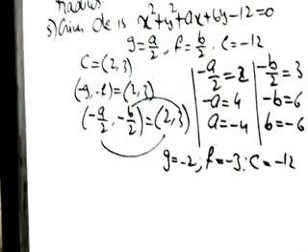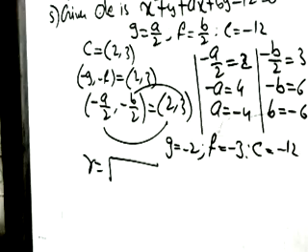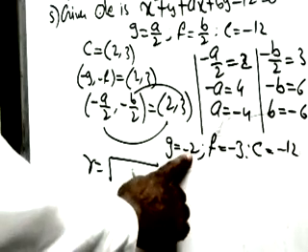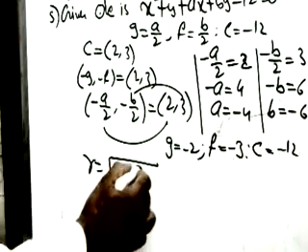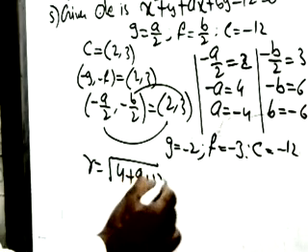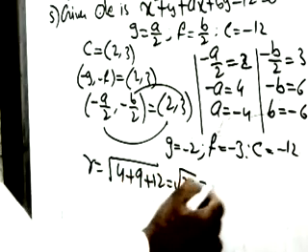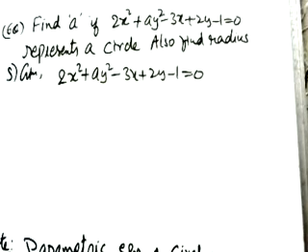Now from this, we also have to find the radius. The formula of radius is under root of g square plus f square minus c. G square, minus 2 square, will be 4. F square, minus 3 square, will be 9. Minus c, minus minus 12, is plus 12. So this is root 25. We know root 25 is 5. Now see the next concept.